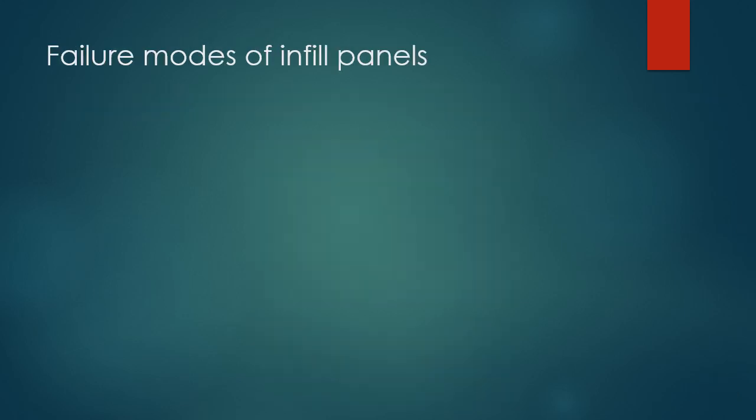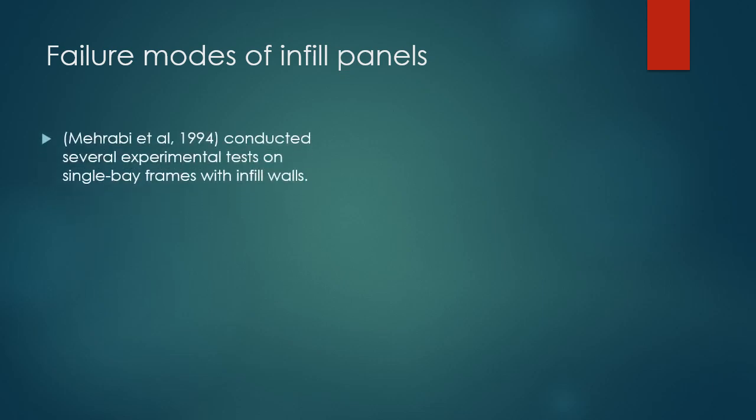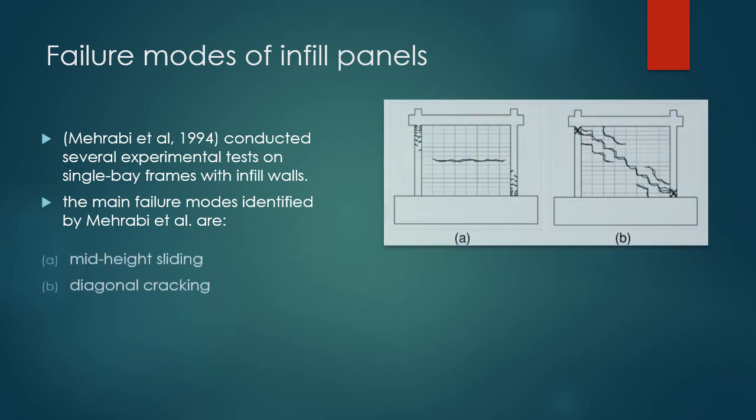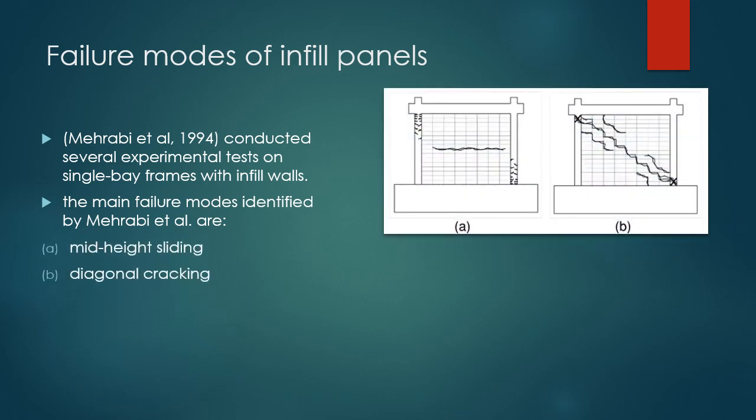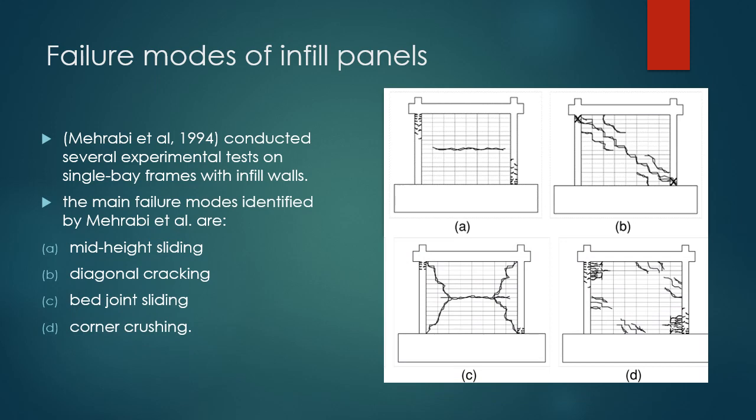Now we will talk about failure modes of infill panels. Mehrabi et al. conducted several experimental tests on single bay frames with infill walls. The main failure modes identified by Mehrabi et al. are mid-height sliding, as shown in figure A, diagonal cracking, as shown in figure B, bed joint sliding, as shown in figure C, and corner crushing, as shown in figure D.